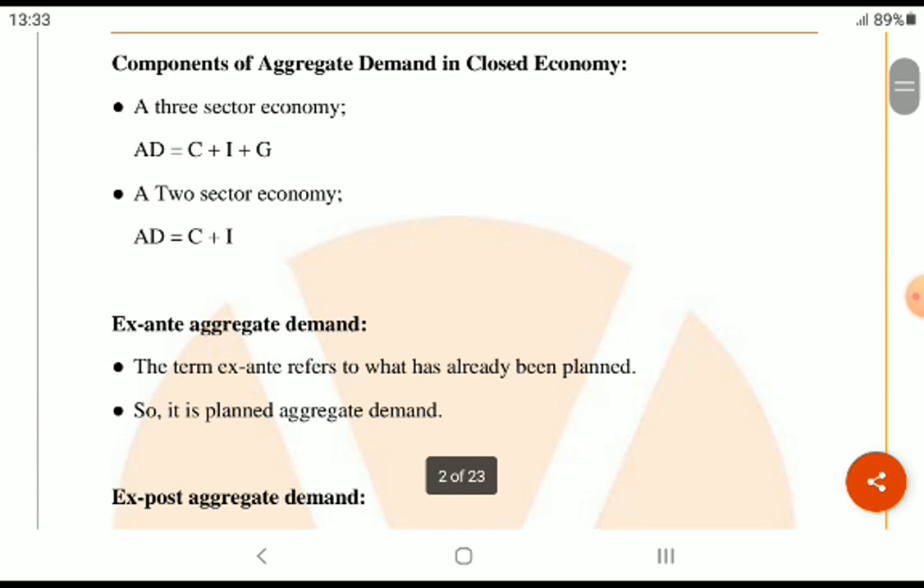Next, components of aggregate demand in a closed economy. For a three-sector economy, aggregate demand is equal to C plus I plus G. For a two-sector economy, aggregate demand is equal to C plus I.